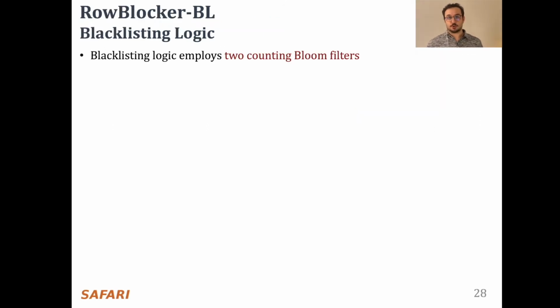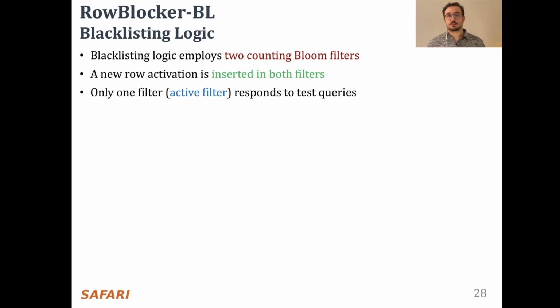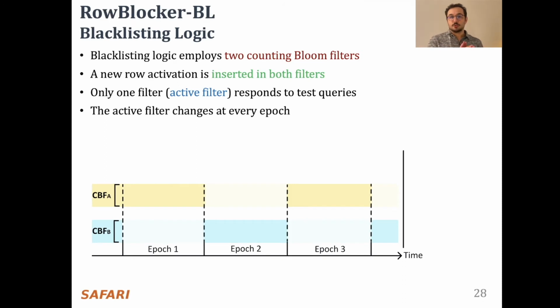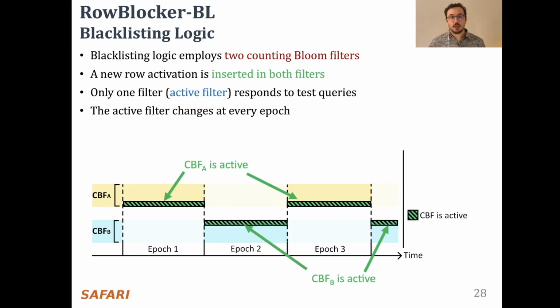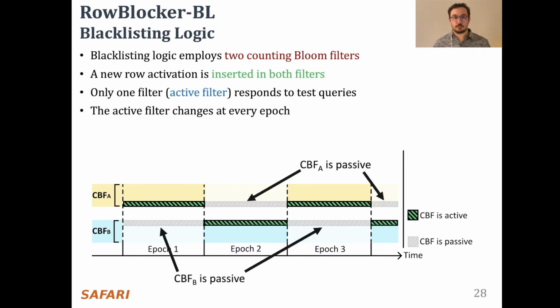Blacklisting logic employs two counting Bloom filters. A new row activation is inserted in both filters at all times. Only one filter responds to test queries at a given time, which we call the active filter. The active filter alternates between the two filters at every epoch. Now let's look at the operation of the two filters, CBF-A and CBF-B, across the timeline shown here. A green bar indicates in this timeline that the filter is active at a given time, and we call the other filter passive and indicate its state with a gray bar.